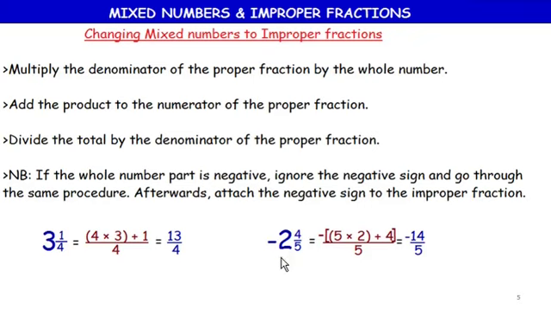That is if the 2 were positive, right? But because there was a negative sign in front, after going through the same process, you just attach a negative sign to the entire fraction. So in the end, you are going to get negative 14 over 5. So whenever the whole number part is negative, just forget about this negative sign and go through the same processes. Afterwards, you just attach a negative sign to the entire improper fraction. I believe you get it. Okay, let's move on.